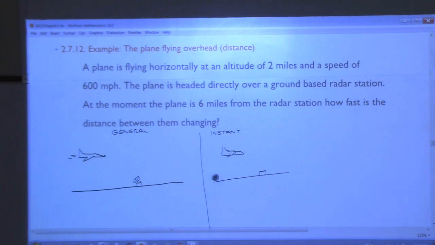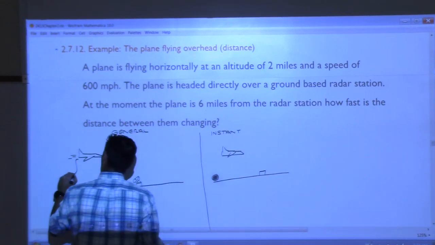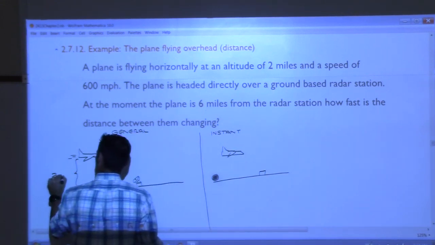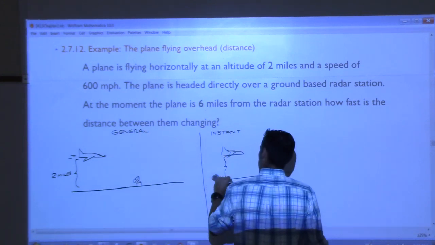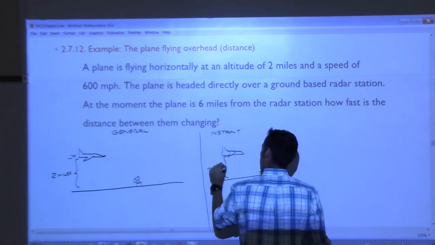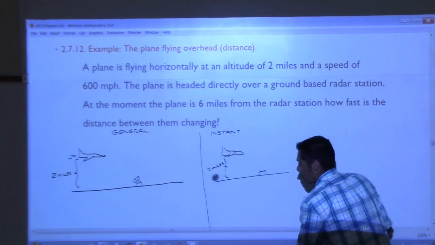No. I'm assuming the height doesn't change, right? The altitude. So I know the distance from here to here is 2 miles. And I can say the same in this picture, 2 miles. Anything else? You can do a vector of 600 miles per hour.